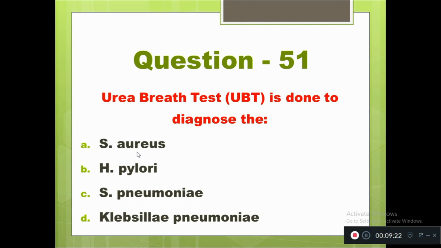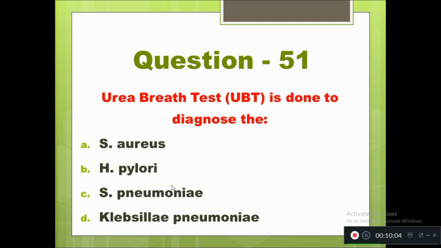51. Urea breath test is done to diagnose the option A Staphylococcus aureus, option B Helicobacter pylori, option C Staphylococcus pneumoniae, option D Klebsiella pneumonia. So urea breath test, UBT, is a rapid diagnostic procedure used to identify infections caused by Helicobacter pylori, a special spiral bacteria implicated in gastritis or gastric ulcer and peptic ulcer disease.